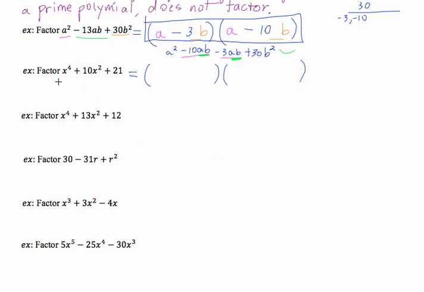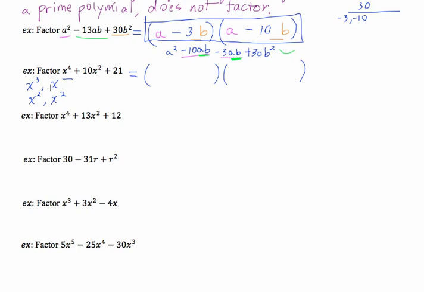Okay, now if you see something like this with x to the fourth and x squared, it's usually, you're going to break down this x to the fourth into x squared and x squared. Now, there's actually a couple ways to do it here. X to the fourth could break down into x cubed and x to the first, or it could break down into x squared and x squared.